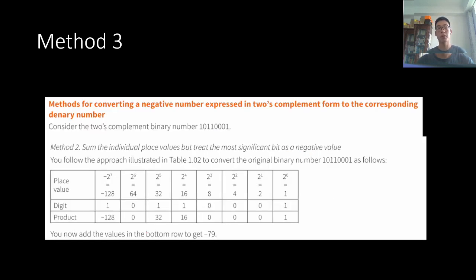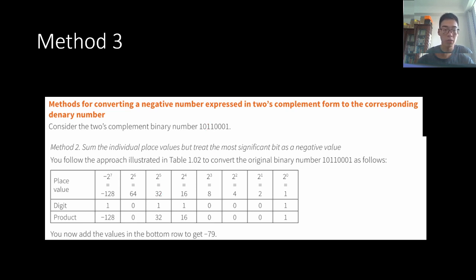The textbook introduced another interesting method, which I call method 3, which is quite simple as well, but a little bit different from what we talked about previously. Sum the individual place values, but treat the most significant bit as a negative value. So what does it mean? All the remaining digits are treated as normal binary.